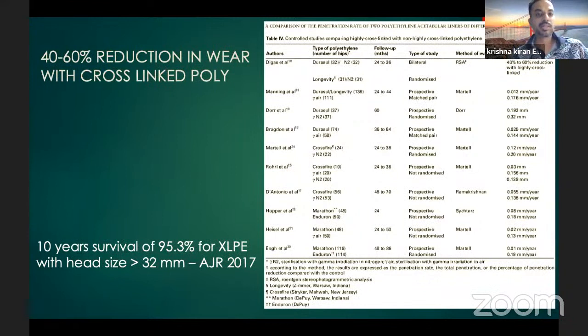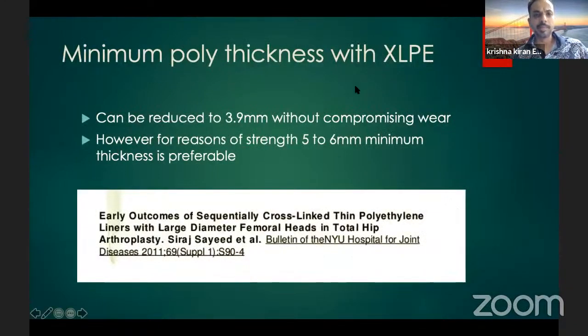You have a 40 to 60% reduction in wear with cross-linked polyethylene. And the minimum polyethylene thickness with XLPE can be reduced to almost 3.9 millimeters without compromising wear. But for reasons of strength, at least 5 to 6 millimeters of minimum thickness is preferable. So the head size is typically governed by what size socket you have and what is the minimum polyethylene thickness you are able to use.